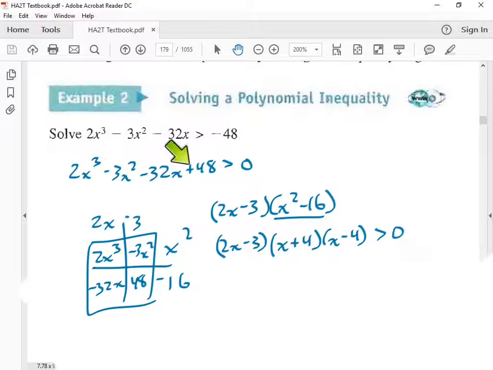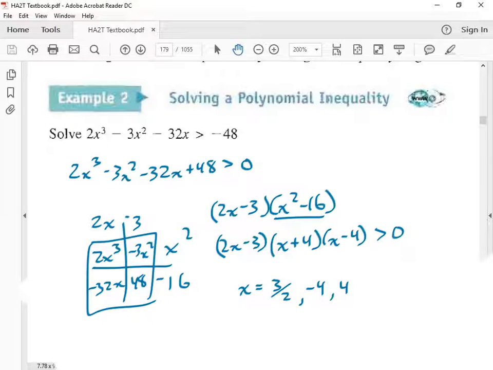So I rewrote this into factored form. Why did I do that? Because now I can find my critical values. My critical values are going to be 3 over 2, negative 4, and positive 4. How did you get 3 over 2? I set this thing equal to 0 in my head.